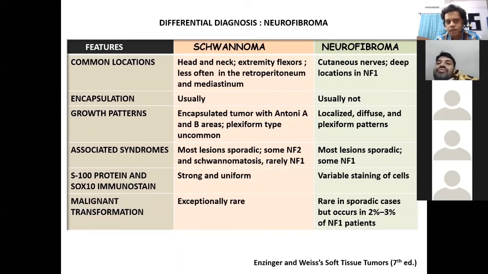S100 and SOX10 in the case of schwannoma will be strongly positive. In the case of neurofibroma, because of the lower cellularity, there will be variable staining, plus EMA and CD34 will also get picked up. Malignant transformation is exceptionally rare in the case of schwannomas. In the case of neurofibromas, it is known, especially in the case of neurofibromatosis 1.